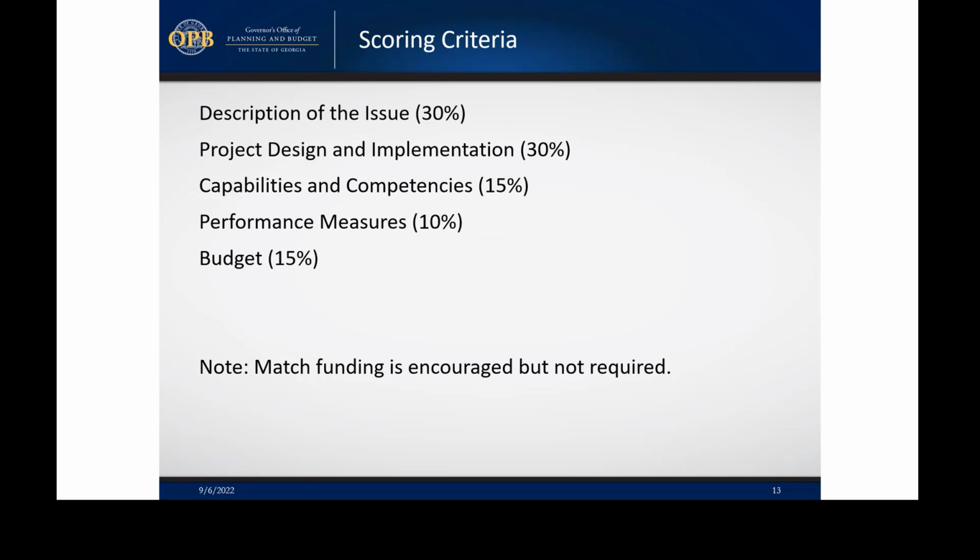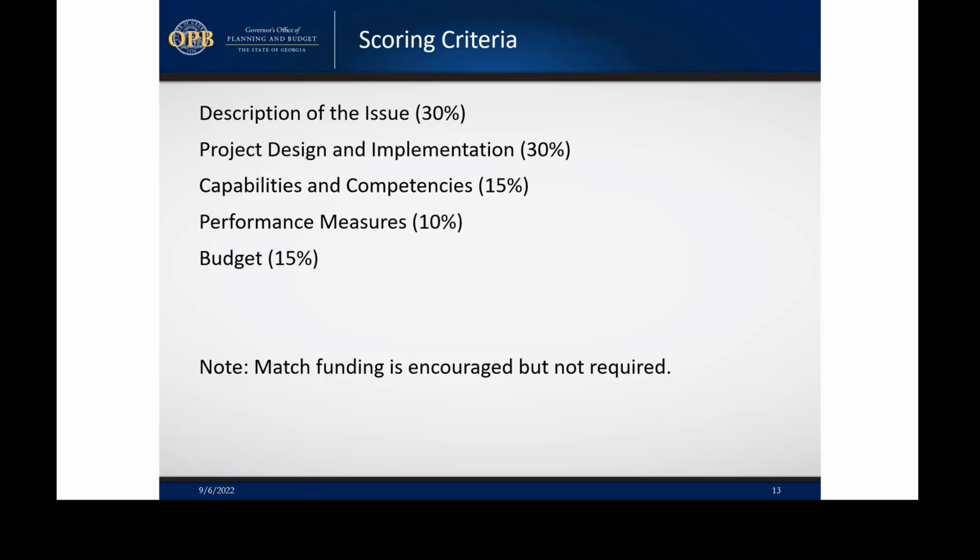Wanted to move from that to the scoring criteria. So for this grant program, you will have a description of the issue in your application, and that will comprise 30% of your scoring. The project design and implementation is also 30%. Capabilities and competencies is going to be 15%. Performance measures will be 10%, and budget will be 15%.